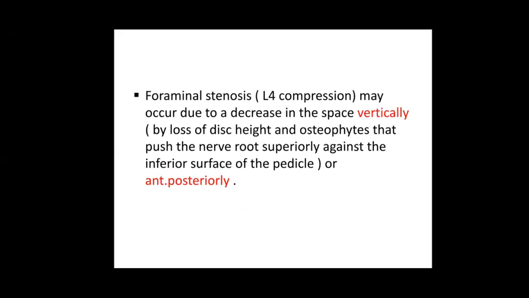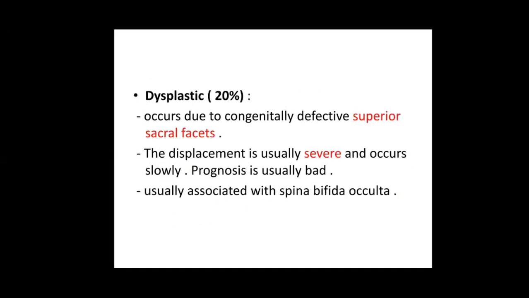Now foraminal stenosis may also occur and can also compress L4. But to make it easy for yourself, in general L5 is the most commonly compressed regardless of the etiology, either isthmic or degenerative. With dysplastic spondylolisthesis, which is the third subtype, there is an abnormality of the shape of S1. The S1 upper vertebral endplate is concave.